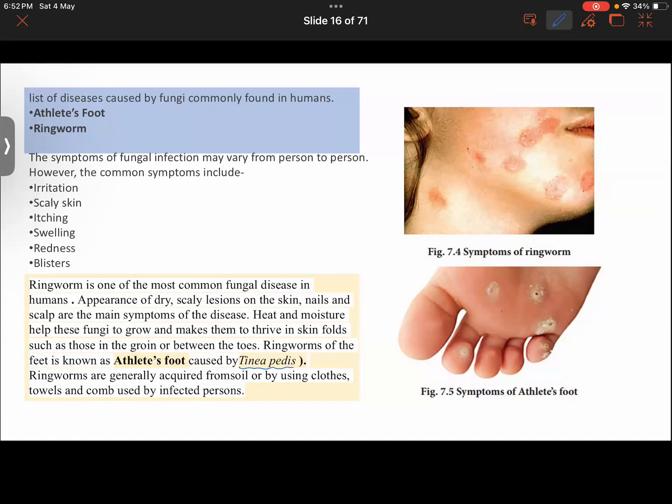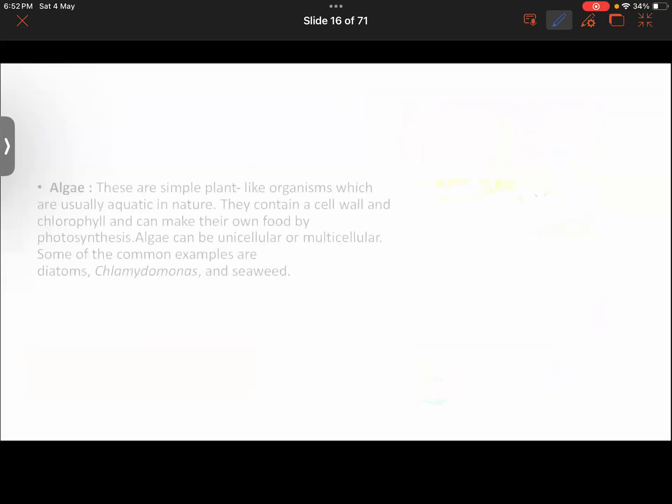Then how can someone acquire this disease? It can be acquired from the soil or by using dirty clothes, towels, or combs that are used by an infected person. So normally it is advised that playing in the soil is not healthy. Hope you guys have understood these things.